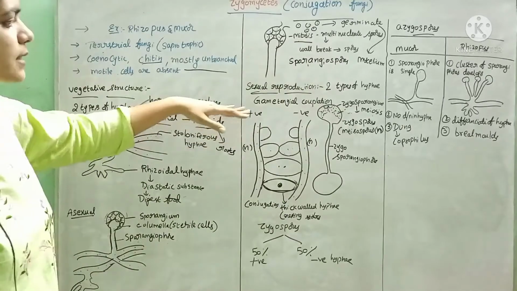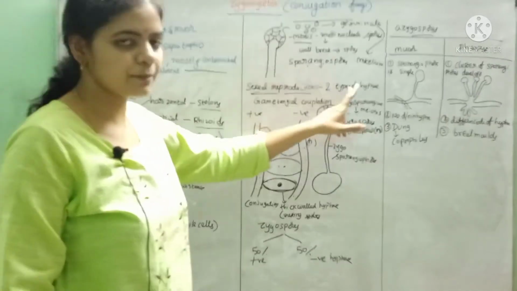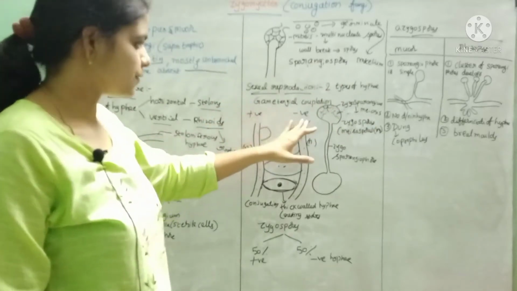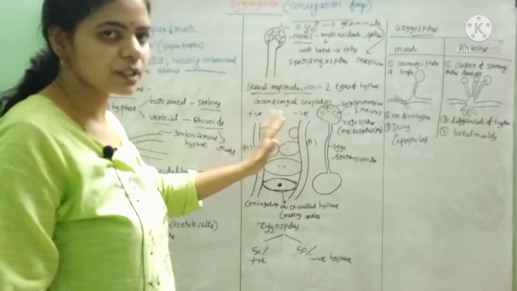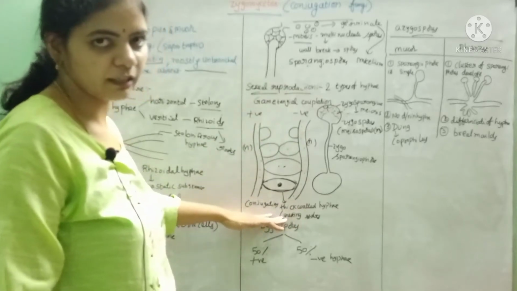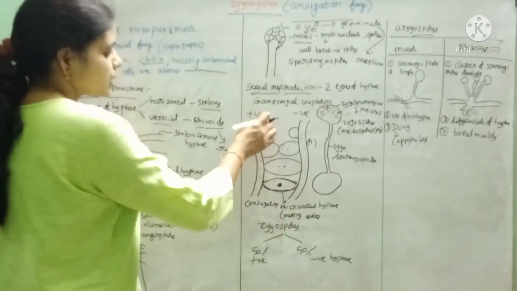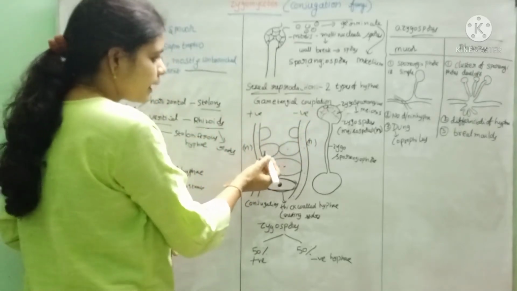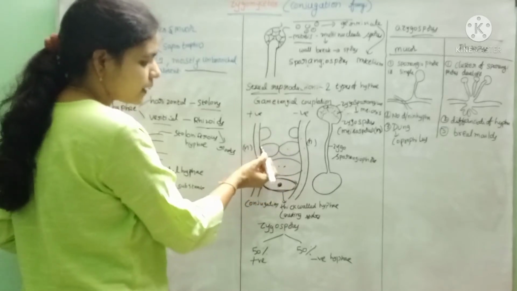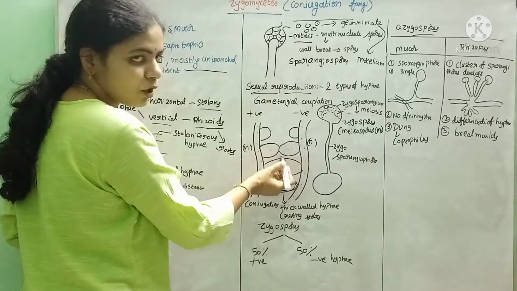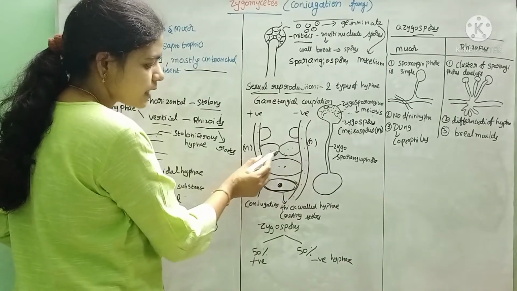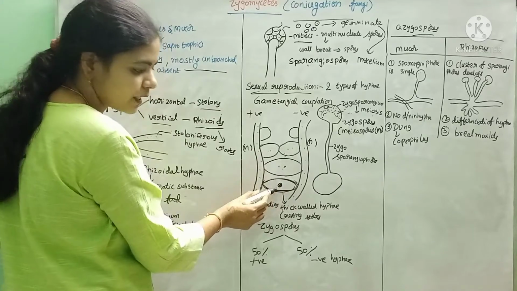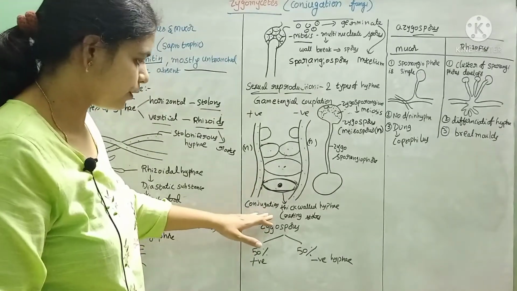Whereas in sexual reproduction, two types of hyphae are seen, positive and negative strains. Sexual reproduction mainly takes place by conjugation. Here the two hyphae come in close contact with each other, and gametangial copulation takes place. The gametes come in contact and start fusing, and then the two nuclei combine and finally fuse together to form a diploid zygote.